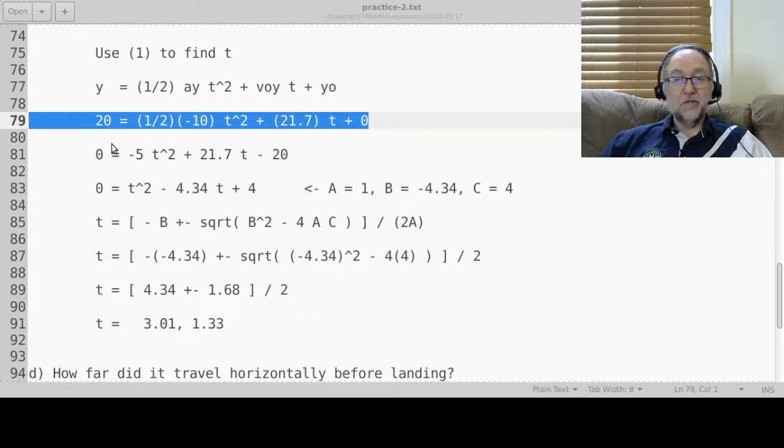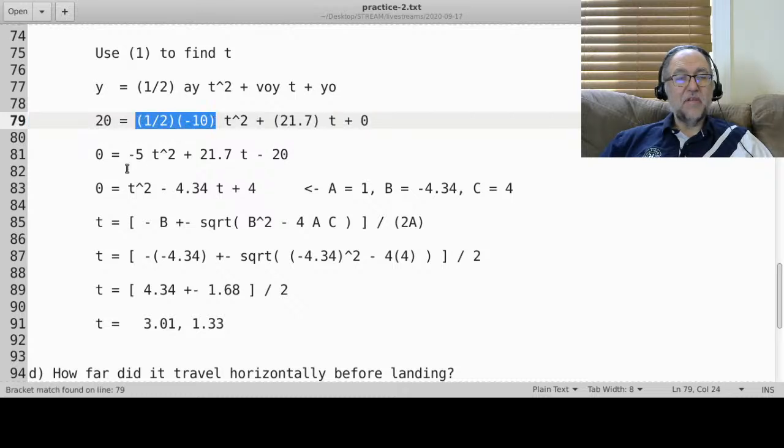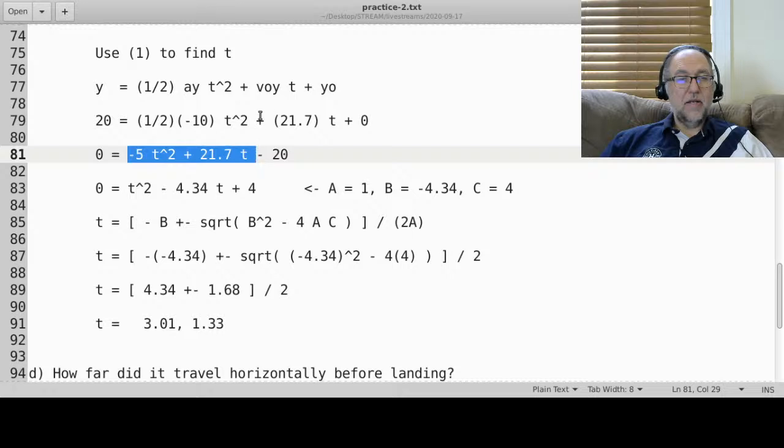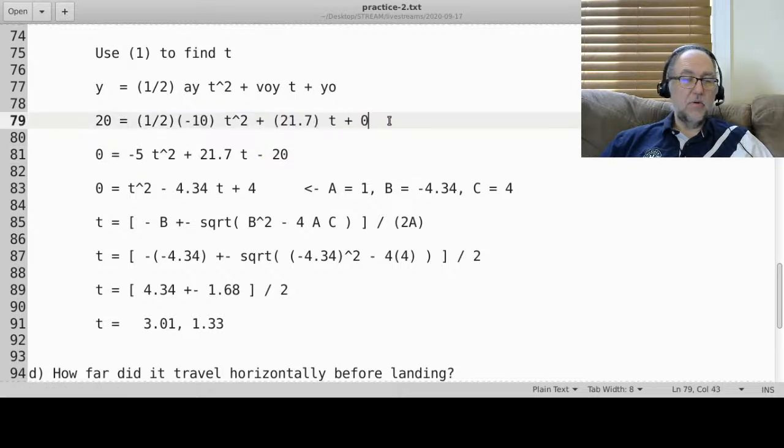There's the substitution into that equation. Okay, now the rest of it is just rearranging and cleaning it up a bit. 1/2 of -10 is -5. There's that. Okay, so this part of it is just that part of it. The plus 0, of course, goes away.